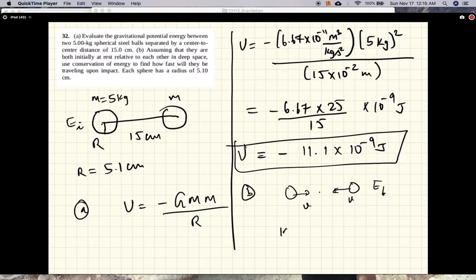So E initial equals E final: kinetic energy initial plus potential energy initial equals kinetic energy final plus potential energy final. Alright, they initially start off at rest, so the initial kinetic energy is 0. Alright, so initial potential energy, we calculated that, it's this. Okay, so again, let me put in that expression.